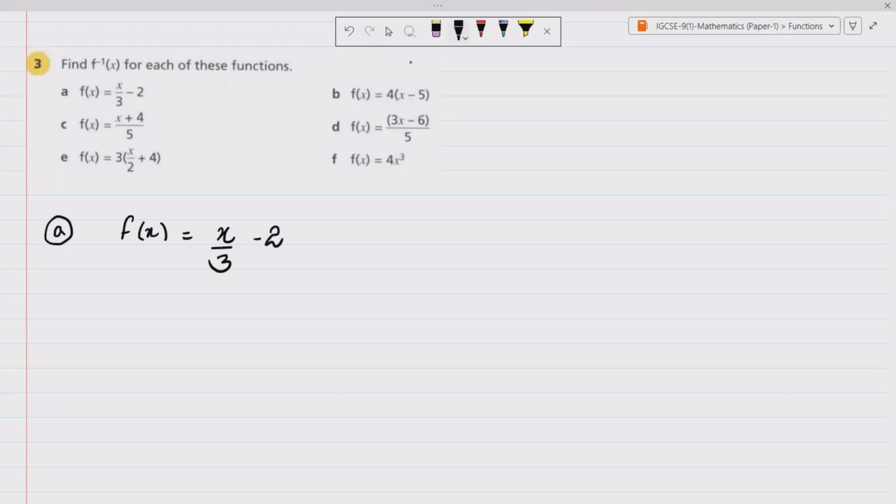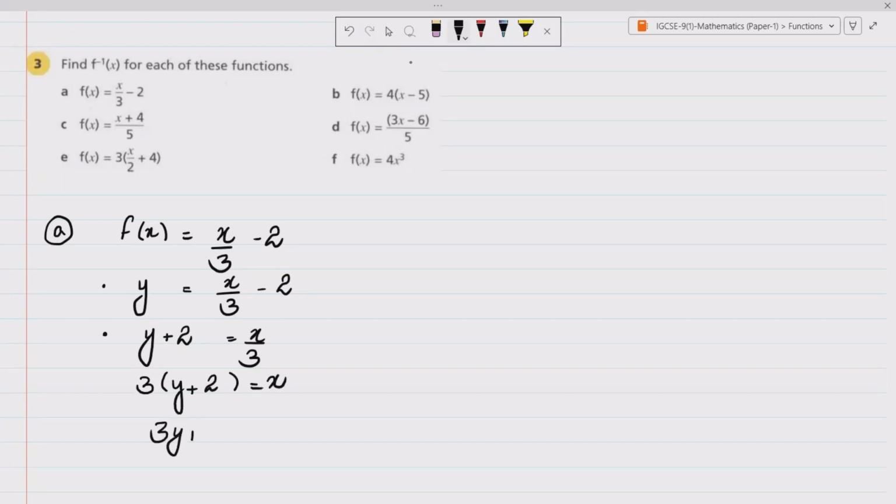So for f inverse of x, our first step is to replace f of x with y. So y equals x upon 3 minus 2. Then this minus 2 goes there, y plus 2 equals x upon 3. Then this 3 goes to the left hand side, multiplied with y plus 2. And then 3y plus 6 equals x. Then step 2 is done.